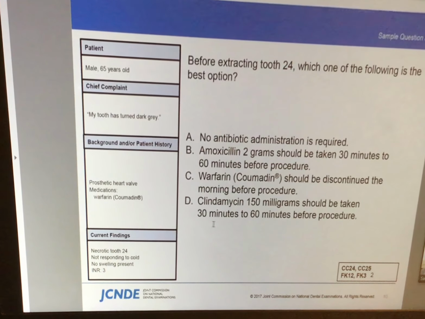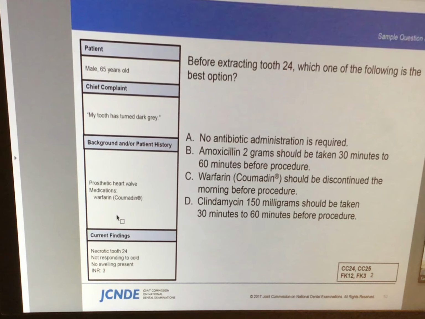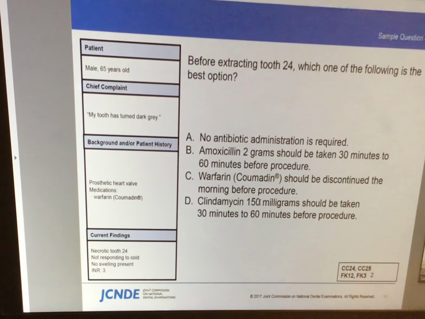Let's go to D. Clindamycin 150 milligrams should be taken 30 to 60 minutes before procedure. So you knew before that clindamycin could be another option, right? But then you knew that you need 600 milligrams, and here it says 150 milligrams. So this is an incorrect answer. So now the answer that you have, which is the best, is B. Okay, great job, thank you.